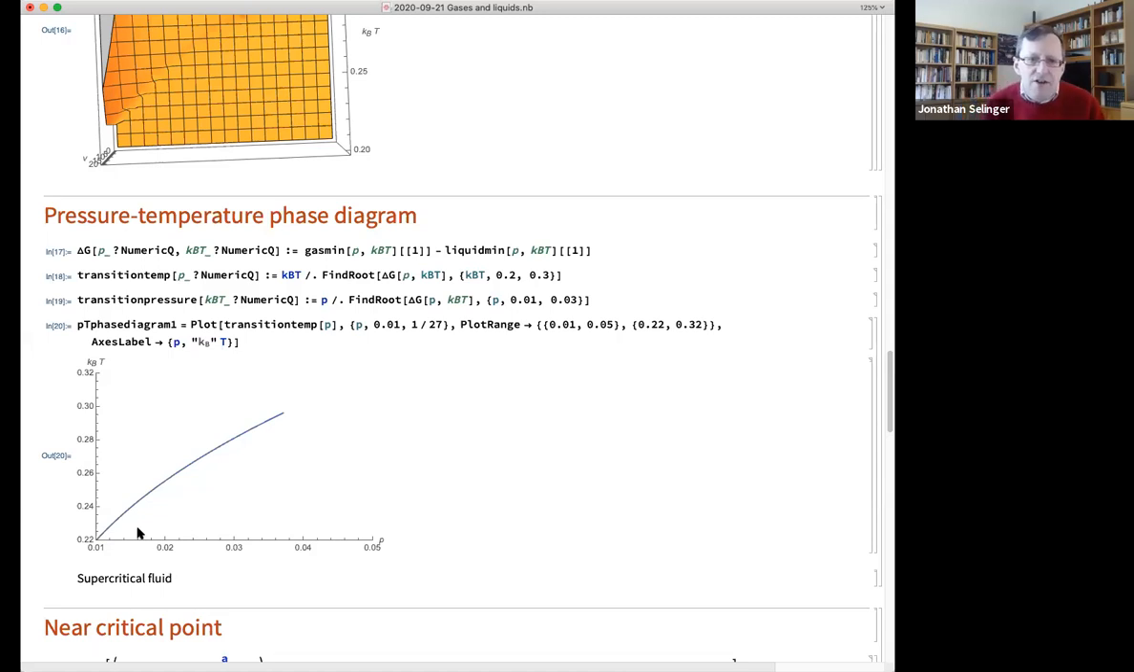The ideal gas just stays as a gas down to 0.00001 Kelvin, right? The ideal gas never has any reason to do anything other than be a gas because there are no interactions. Here we're leaving out quantum mechanics, we're leaving out interactions, everything else. So it just stays as a gas.